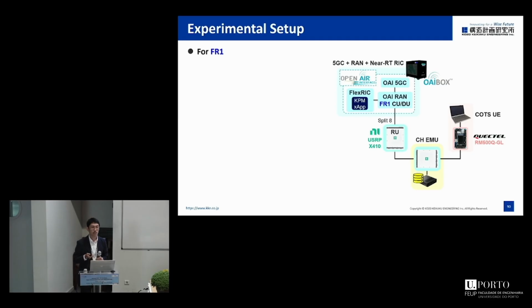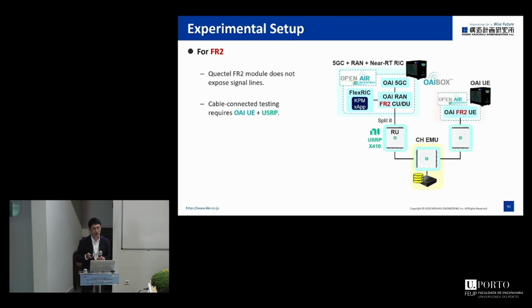So using this testbed, we conduct scenario-based experiments. For FR1, the setup is the same as the one shown earlier. For FR2, the setup on the UE side is different. The Quectel FR2 module does not expose signal lines, so cable-connected testing requires OAI UE and another USRP.